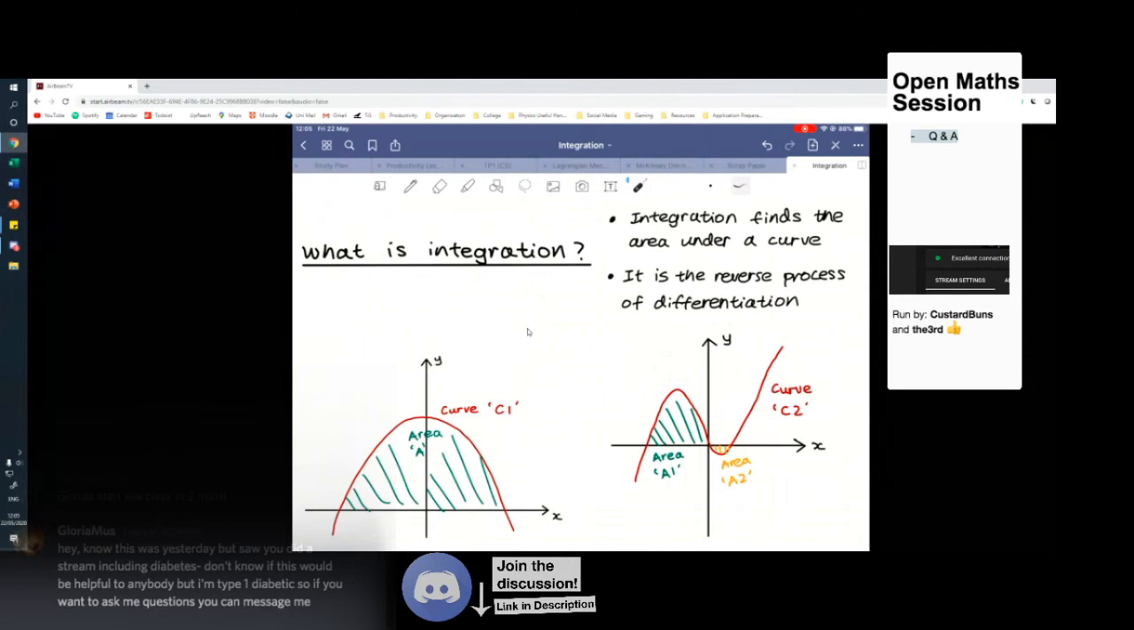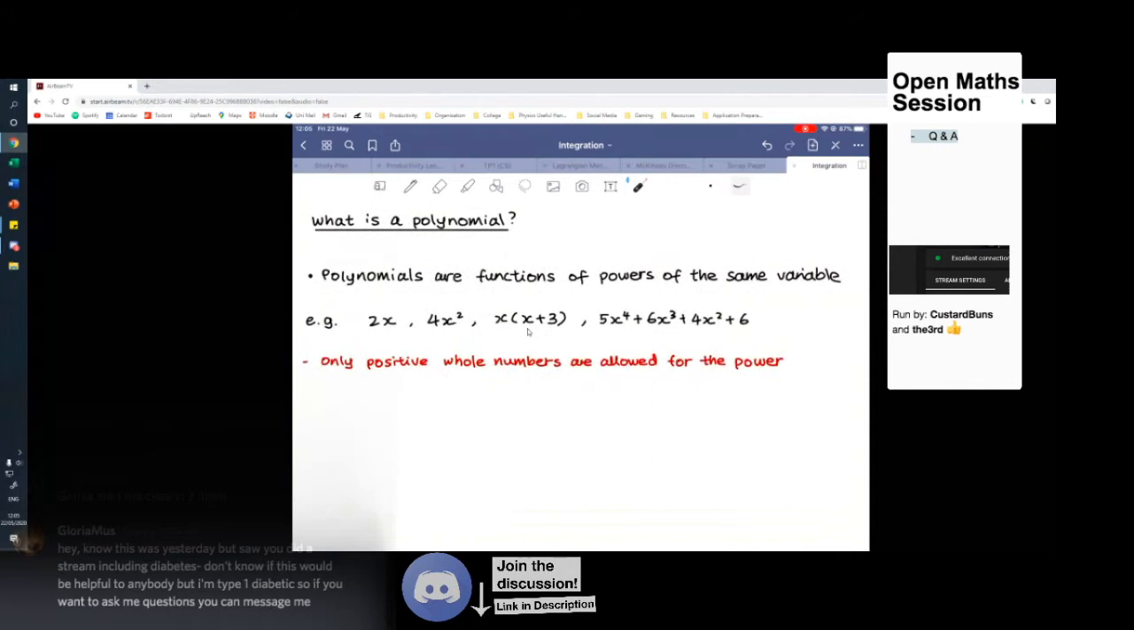If we were to just take the example of C1 being the opposite way around, you would indeed get the same area but negative. But it's logical to just take the positive of that area because negative area doesn't really make much sense. So we mentioned at the beginning, we're going to be integrating polynomials.